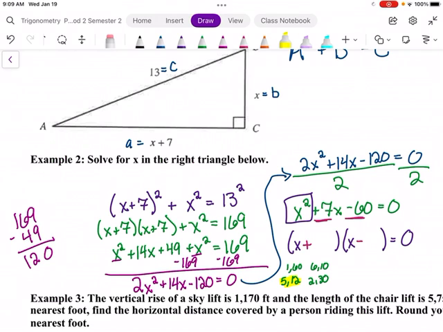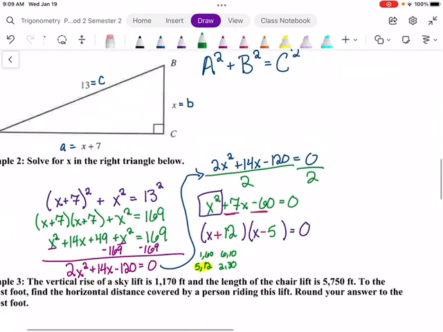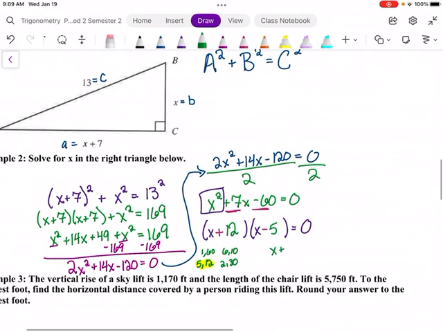They're going to add to be a positive number. So that means the bigger number needs to be positive. So we're going to have x plus 12 and x minus 5. And remember, we are solving for x. So the next thing we're going to do is put each set of parentheses equal to 0. And then we would solve to get our final answers, that x equals negative 12 or x equals 5.